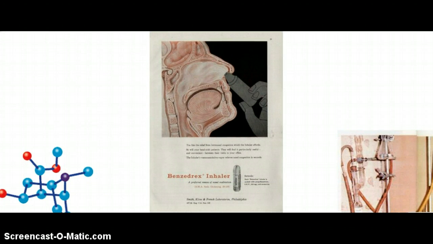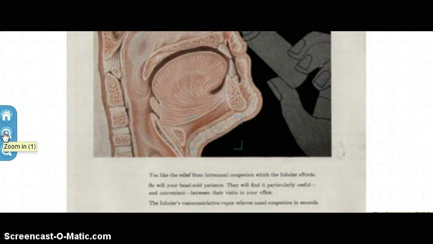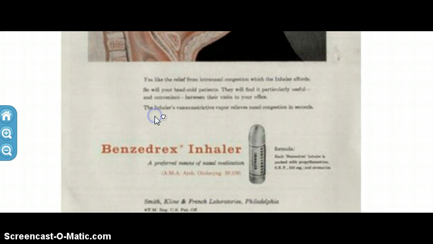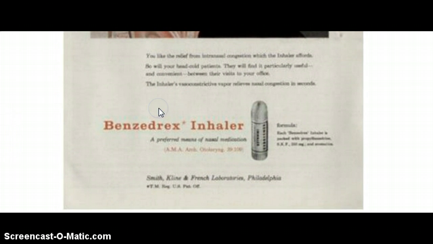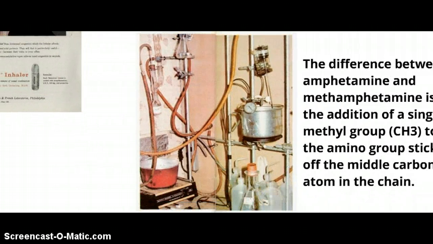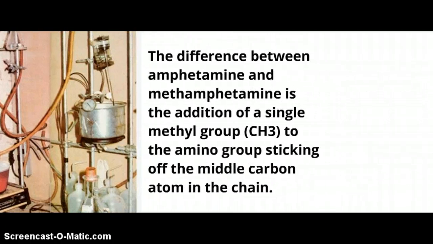So we switch back into amphetamines and the Benzedrex inhaler. This is an old ad here. You can see here, this would have been in a magazine like in the 1950s. SmithKline and French Laboratories, now that's GSK, GlaxoSmithKline. That's a drug company. That's a meth lab right there.